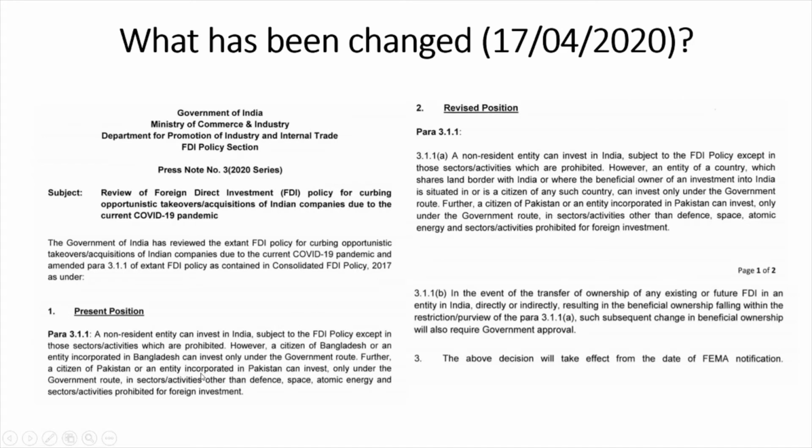And the second condition, that a citizen of Pakistan, is the same as the present condition. So you need to understand that now all these countries, because they share a land border, especially China, need to take approval. That's a bold step.